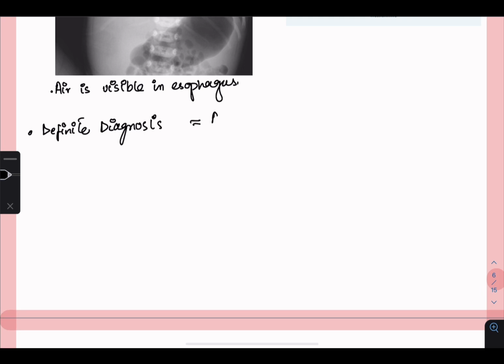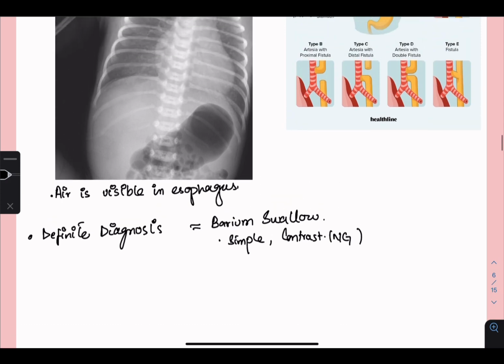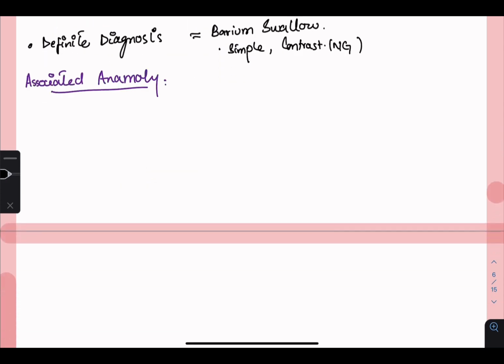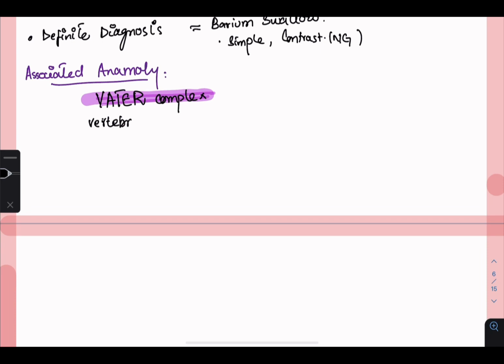The definite diagnosis is by barium swallow, and the tracheoesophageal fistula has 4 types. It forms proximal communication with the esophagus, distal communication, complete communication, and double communication. The definite diagnosis is by barium swallow and simple contrast study. The associated anomalies include the VATER complex. V stands for vertebral, A for anal, TE for tracheoesophageal, and R for renal anomalies.